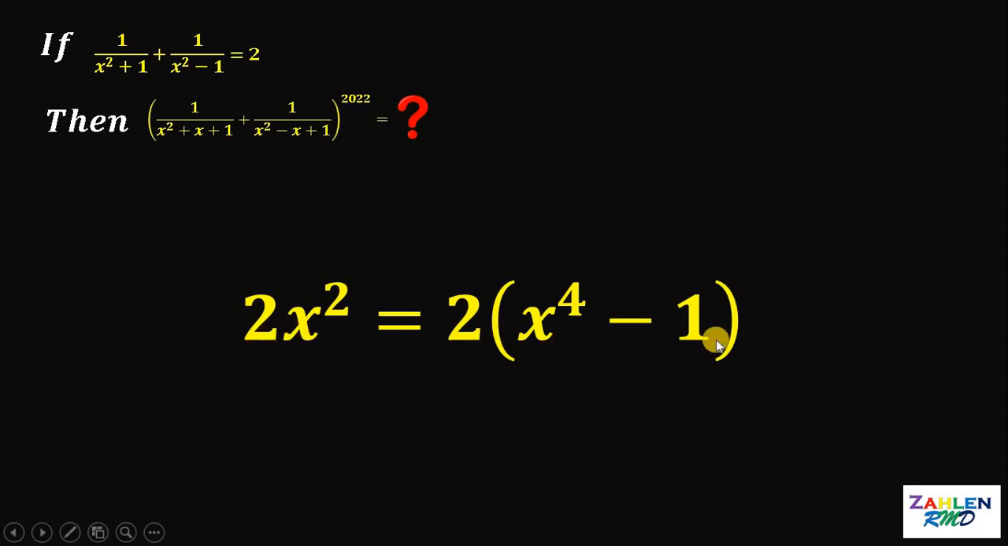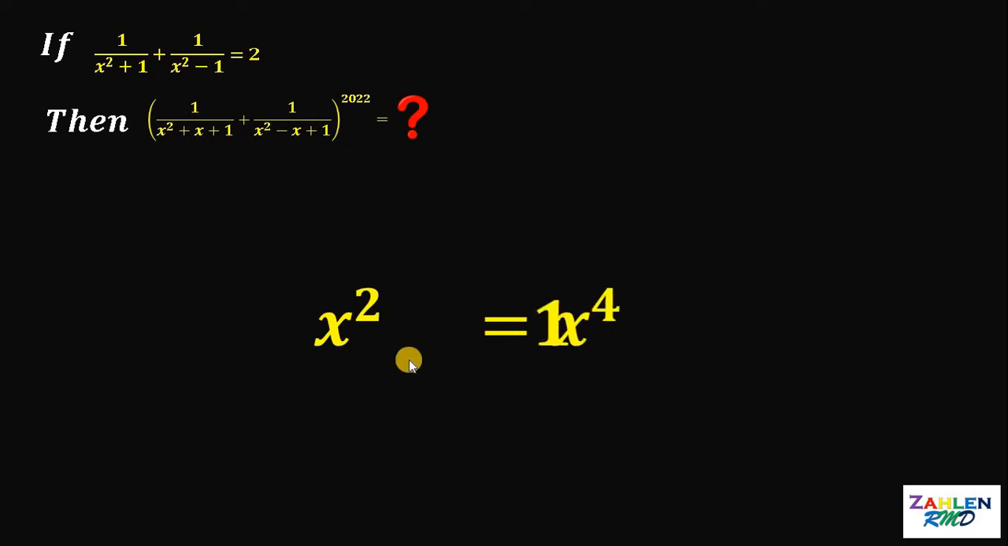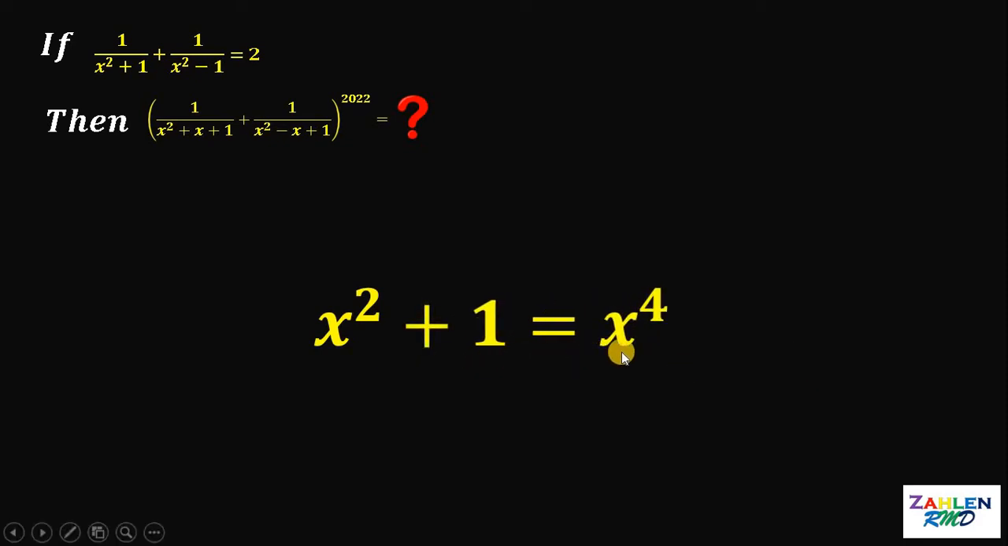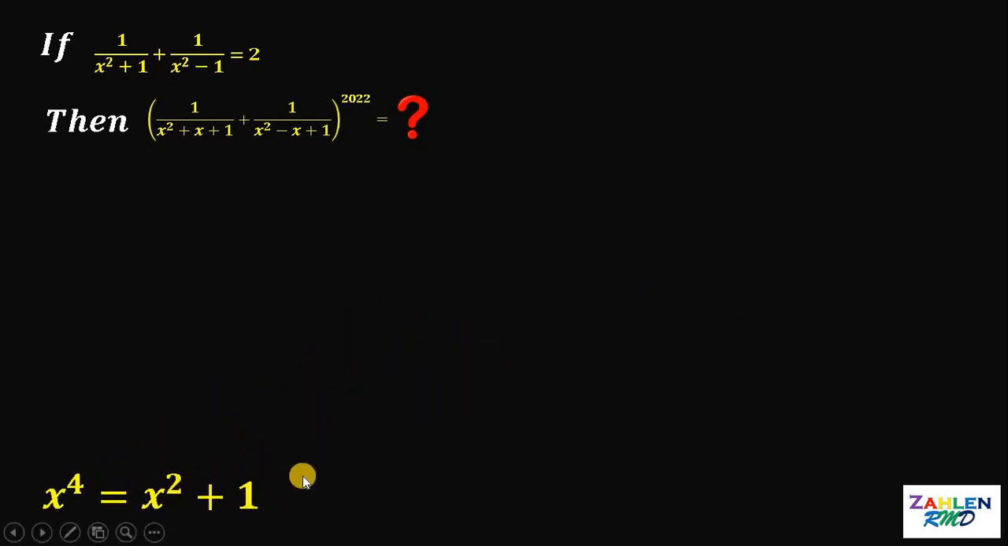Now we can divide this equation by 2, so we have x² = x⁴ − 1. Add 1 on both sides, so we have x² + 1 = x⁴. Keep in mind that x⁴ = x² + 1. We will use this result later on.